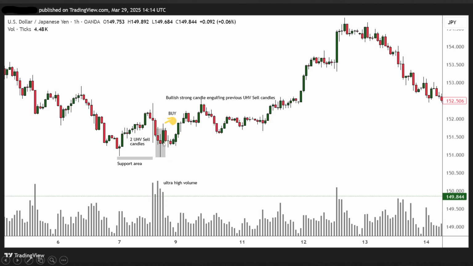And then you wait for a bullish engulfing. These two candles have an ultra high volume. The volume of this buy candle is not important here. Important is that this candle is engulfing the previous two ultra high volume candles. That's enough. Whether this buy candle has a low volume, high volume, or ultra high volume, that's not the matter. You just need to buy there. You should place the stop loss below, and you should expect 1:3, 1:4, 1:5 activity.